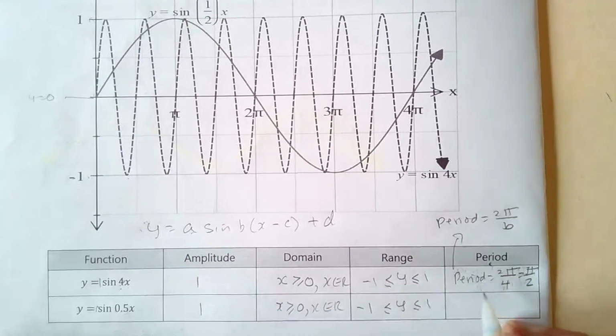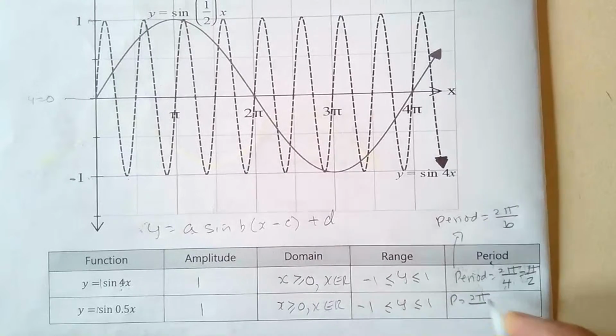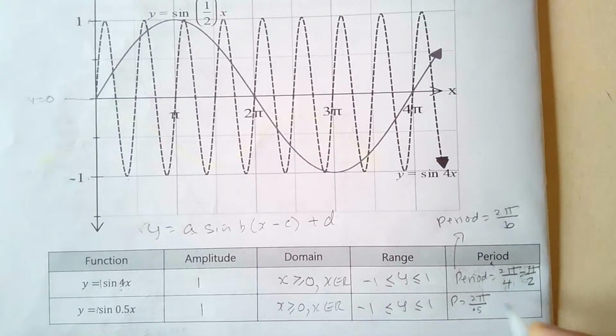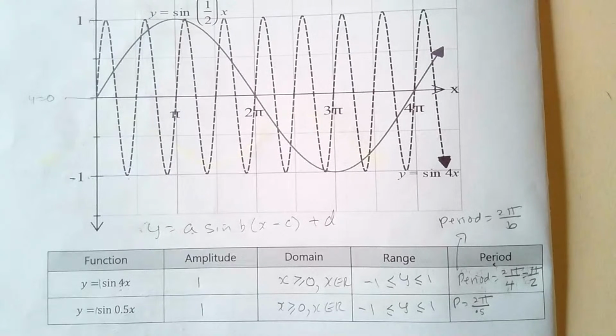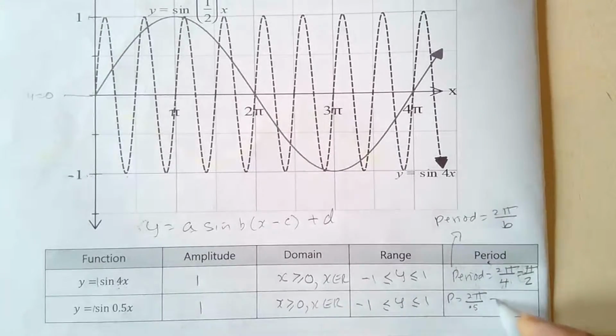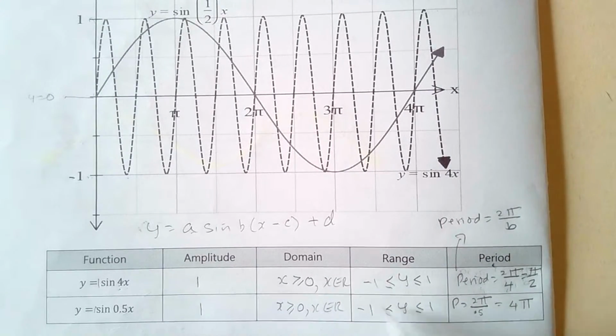The period now is 2 pi over 0.5. And if you were to look at 2 pi over 0.5, that will give us 2 divided by 0.5, which equals 4 pi. So this is doing it algebraically.